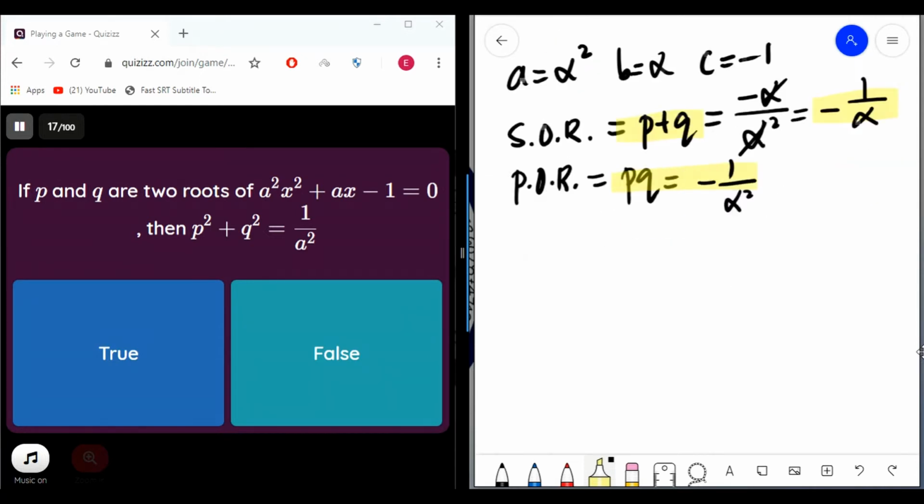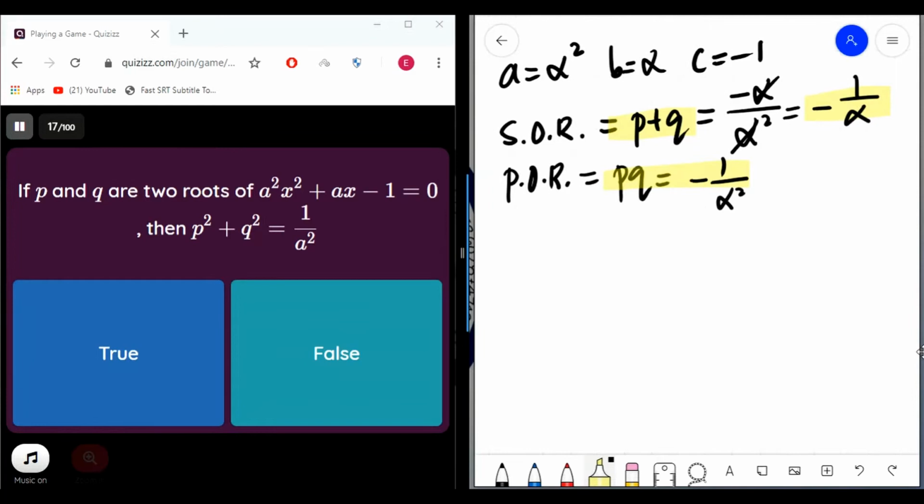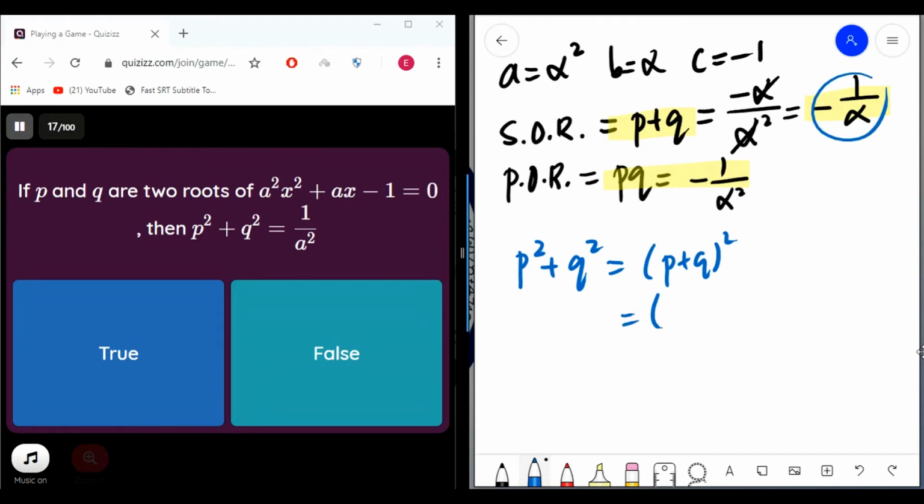Right, now we have p plus q and pq. Then the question wants p squared plus q squared. This is where a lot of us make careless mistakes. We always do it like this. p plus q squared is just the bracket p plus q squared, so equals p plus q, which is -1 over alpha, squared. -1 over alpha squared. So meaning 1 squared is 1 over alpha squared. And I tell you this is wrong.